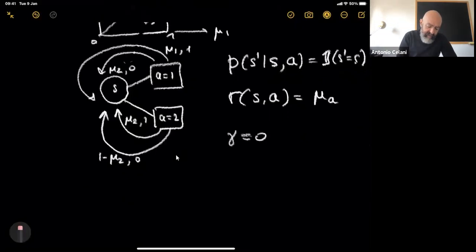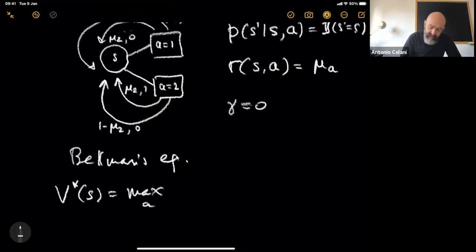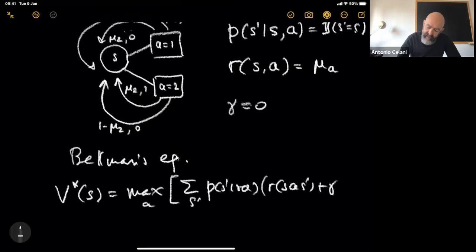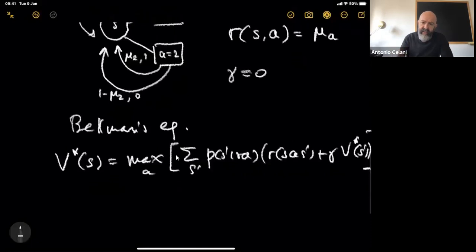So what does the Bellman's equation become? Okay, let me rewrite it in full. The optimal value of any state is the maximum over all possible actions, sum over all new states under the transition probability, of the reward incurred in this transition plus gamma V star of S prime. Okay, so what does it become here? Remember, we just have a single state, so we can fix our ideas on this S only. So S prime is necessarily equal to S.